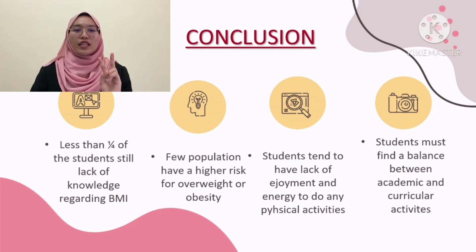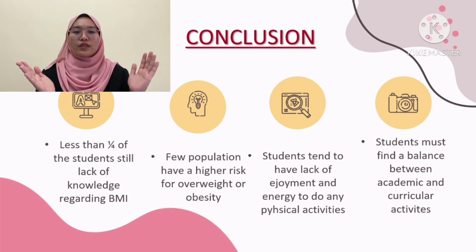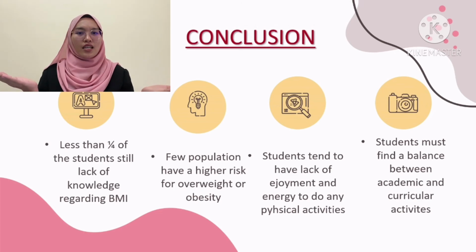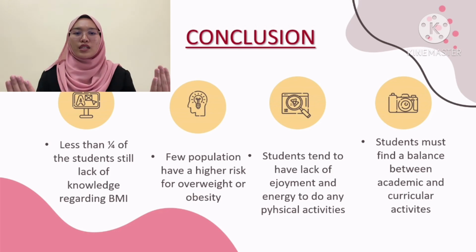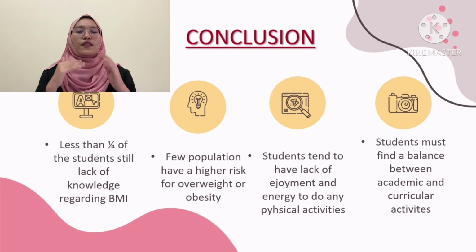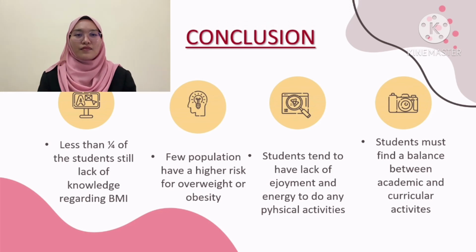From the second objective, we figured that students tend to have less enjoyment and energy to do any sort of physical activities. Maybe one of the reasons is because they feel tired after attending class or do not get enough sleep. To optimize functioning, students must find a balance between academic and any co-curricular or social activities. Just give yourself some rest and enjoyment in doing things other than studies. Moreover, physical and emotional well-being also play a major role in order to maintain a healthy lifestyle.